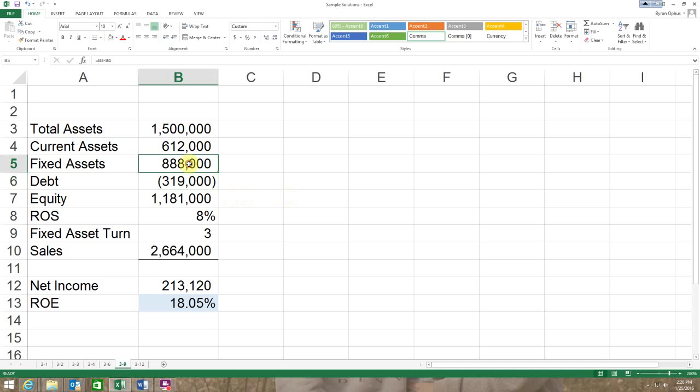Okay, so that one I had to calculate, but it provides my debt. It says I have $319,000 of debt. Okay, so I put that in there. Okay, what's my equity then?